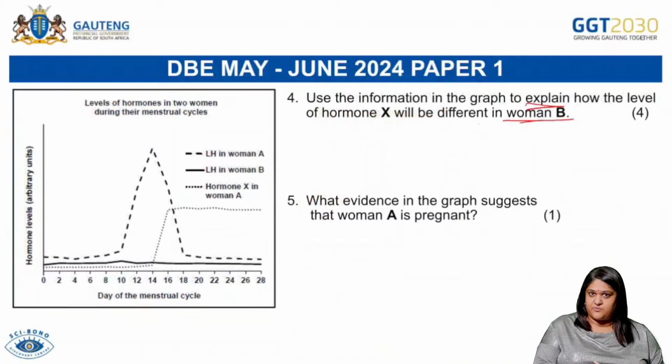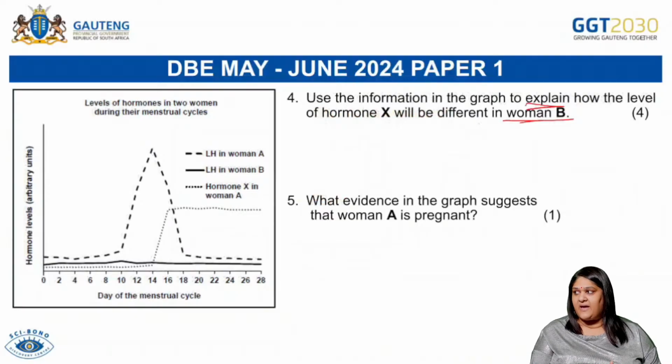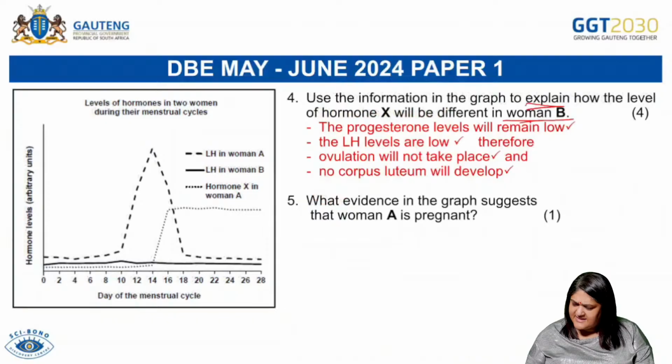You ask yourself first, what is the problem with woman B? Okay, it's a low LH. What does that cause? And that's how you eventually get to your answer. And then you write it down exactly how you're saying it.